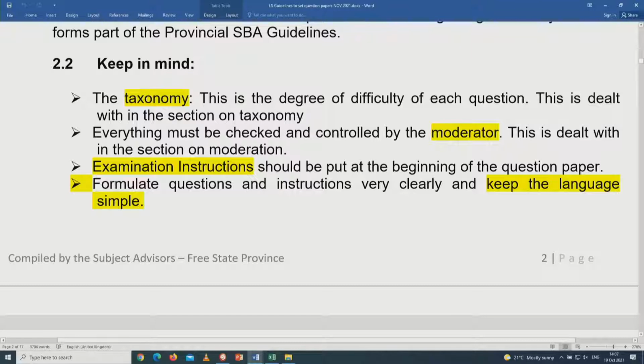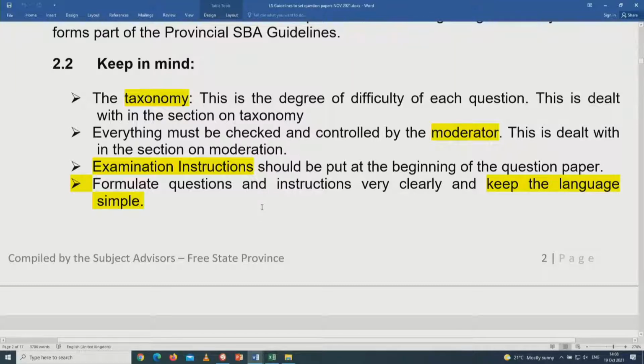It might take you an hour or two doing these things, but I promise you, when moderation is in place, your standard at your school will be of a high level, and also the papers will be accepted by provincial officers so that your learner's progression is then valid and reliable. Examination instructions should be put at the beginning of the question paper so that learners can see which instructions they must follow. You must formulate your questions and instructions very clearly and keep the language simple.